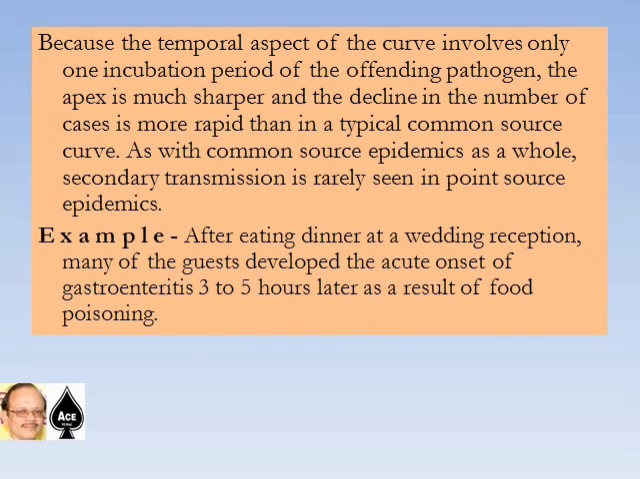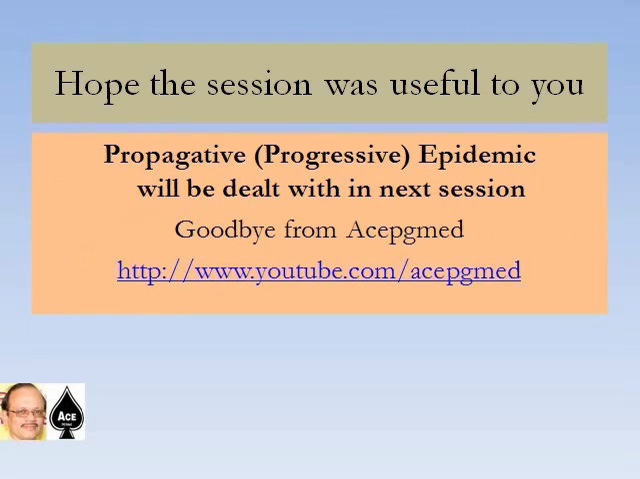Because the temporal aspect of the curve involves only one incubation period of the offending pathogen, the apex is much sharper and the decline in the number of cases is more rapid than in a typical common source curve. As with common source epidemics as a whole, secondary transmission is rarely seen in point source epidemics. Example: after eating dinner at a wedding reception, many of the guests developed acute onset of gastroenteritis 3 to 5 hours later as a result of food poisoning. This is an example of a point source epidemic.